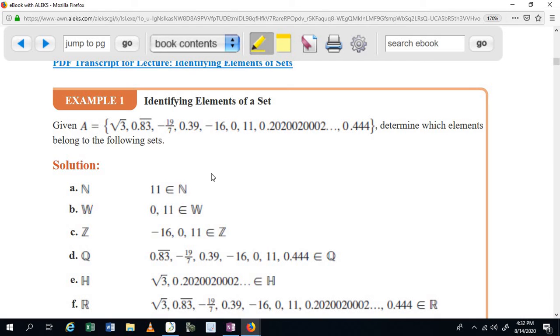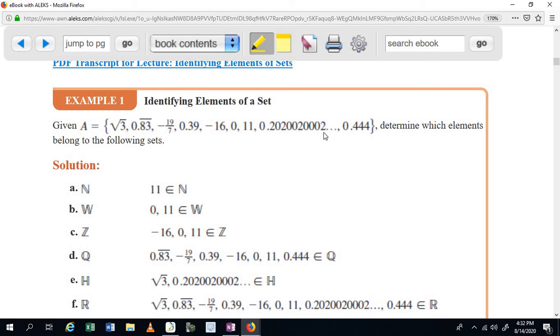That only leaves the square root of 3 and this other number. The square root of 3 is irrational. If you put that into your calculator and take the square root of 3, you'll notice that the decimals go on forever and they never repeat. And that makes it irrational.